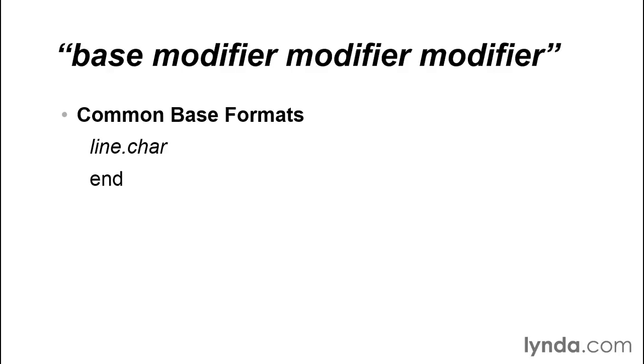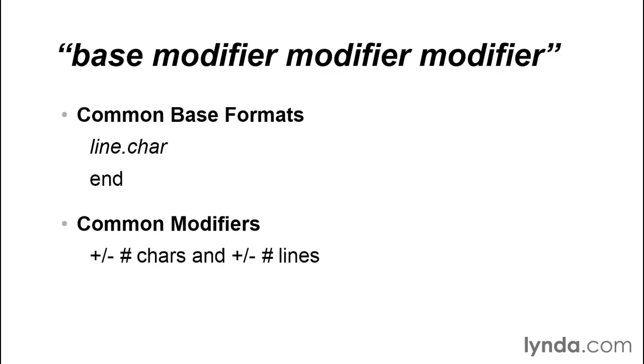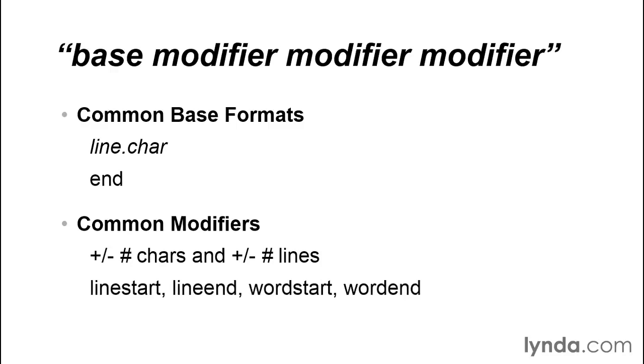In addition to the base index, we can also add optional modifiers to the expression. Plus or minus a number of chars or lines is commonly used to increment or decrement the character that's being indexed from the base. We can also use the line start or line end modifiers to move the pointer to the start or end of the currently indexed line. Similarly, the word start and word end modifiers will move the pointer to the start or end of the word that's currently indexed. You can string together as many of these modifiers as you need to, and they'll be evaluated in order from the left to the right.